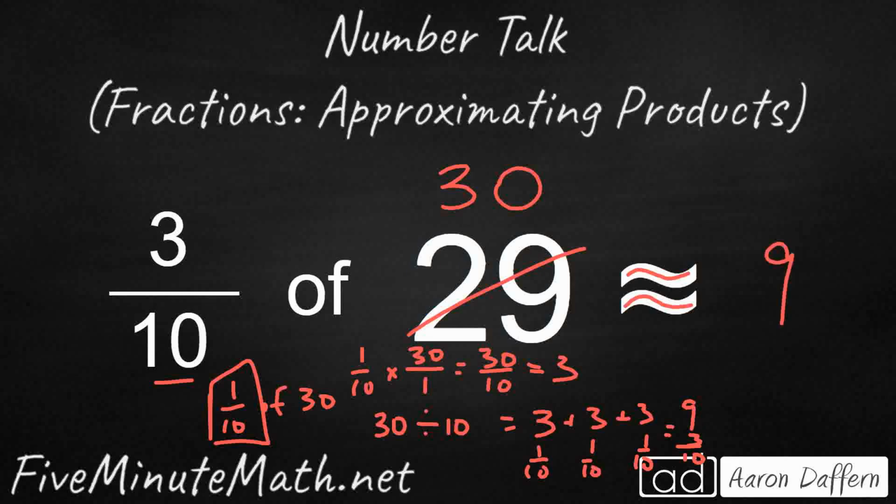Some of you mentally might have been able to go ahead and just multiply the 3/10 times 30. Remember, if you want to multiply, it needs to be a fraction, because in your head, you can multiply 3 times 30. That makes 90. And then that means 90 divided by 10. That also equals 9.